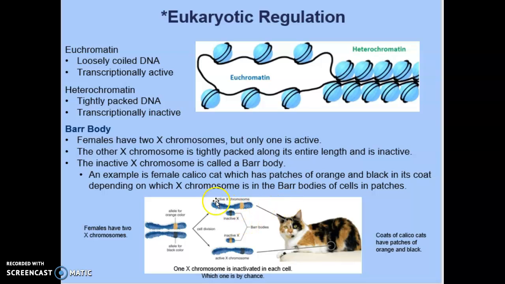one of those X chromosomes is active. The other one is tightly packed. It's called a bar body. It's really, really tightly packed like this heterochromatin, so it cannot be transcribed. And the other one is left as euchromatin. It can be transcribed. And it's random in every single cell which one is going to be a bar body and which one's going to be transcribed. So it leaves this kind of patchy all over the cat, which is really, really cool.